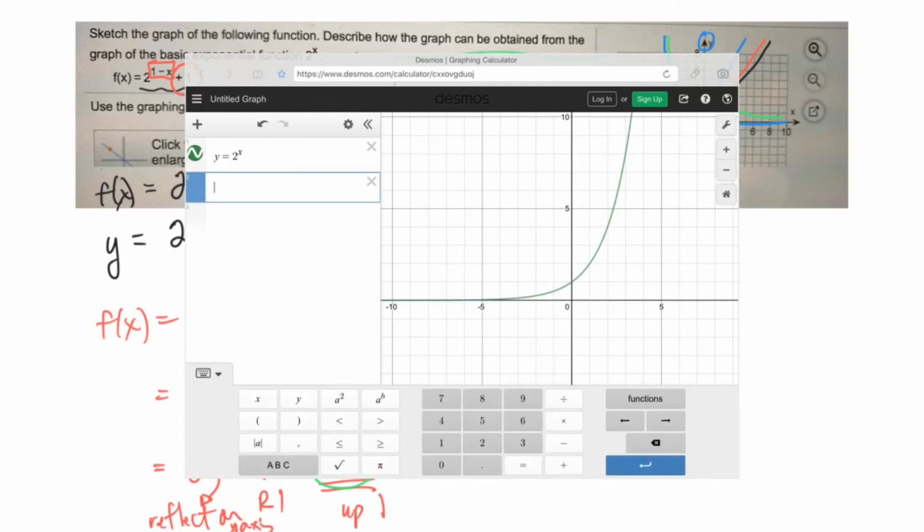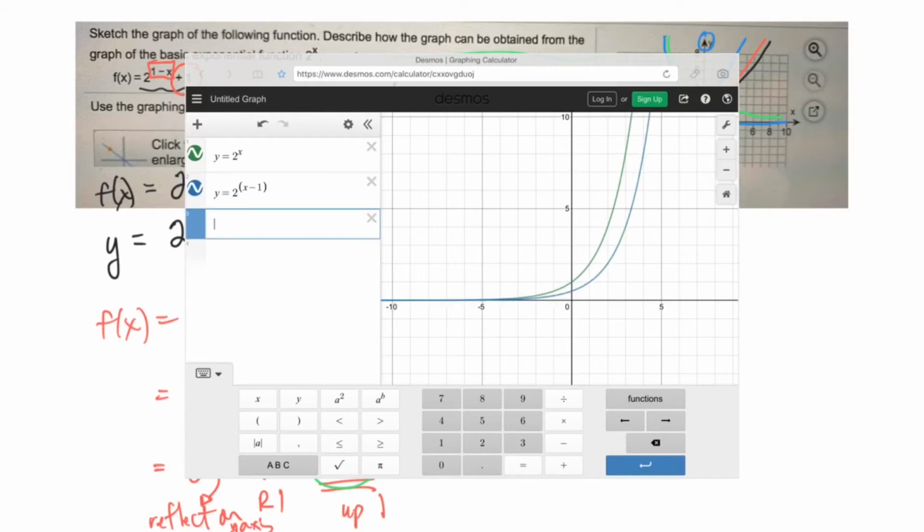Let's do x minus 1. So y is equal to 2 to the, and let's go x minus 1. Uh-oh, it didn't go up in the exponent. I think maybe you have to put brackets in there. So let's go x minus 1. Okay, and notice the blue one, it moved it to the right, right?